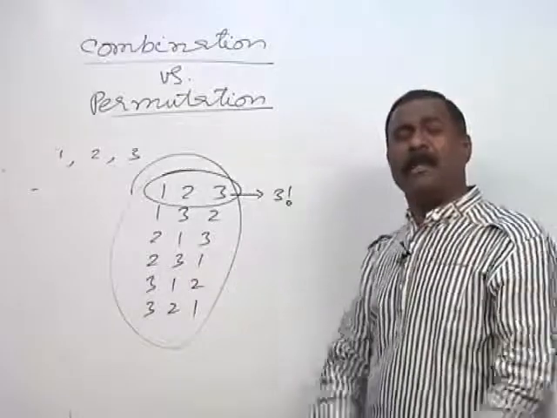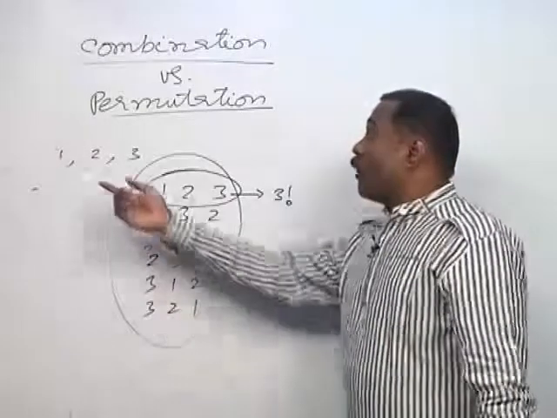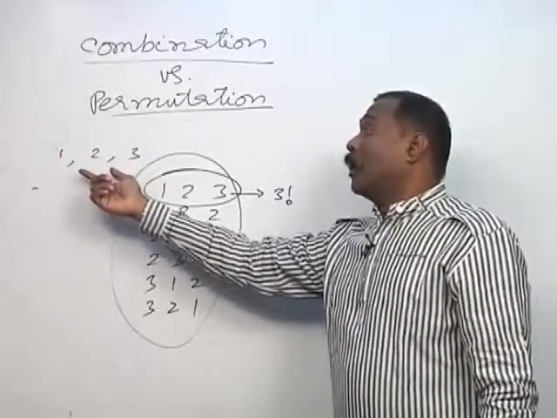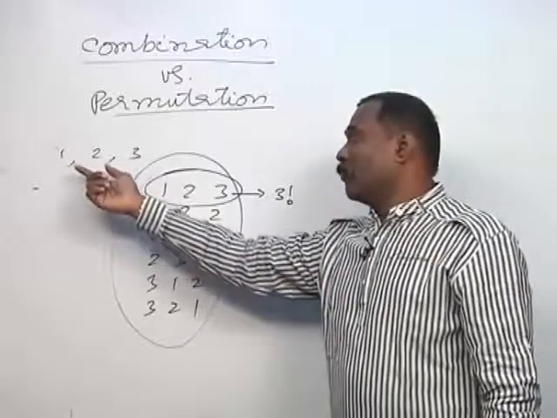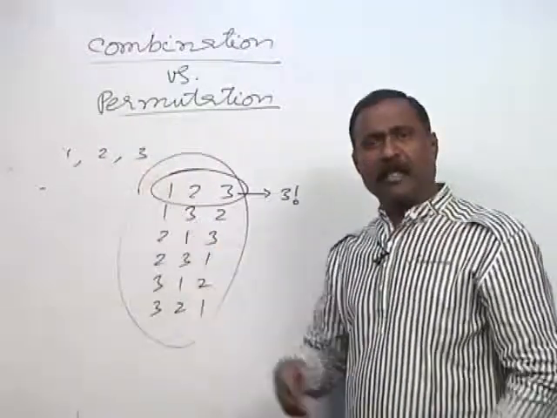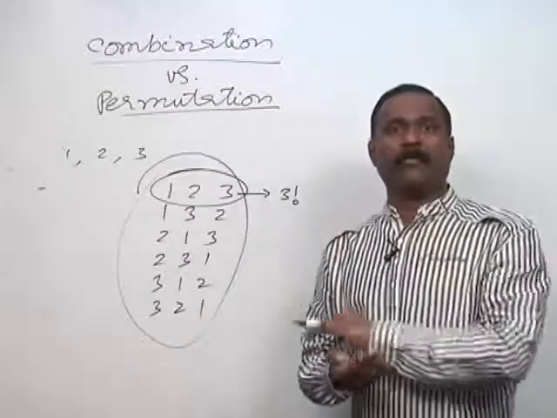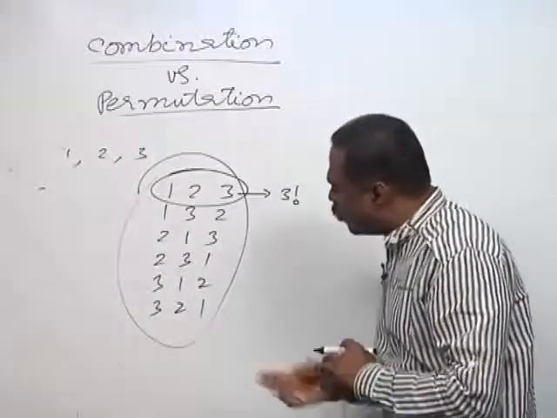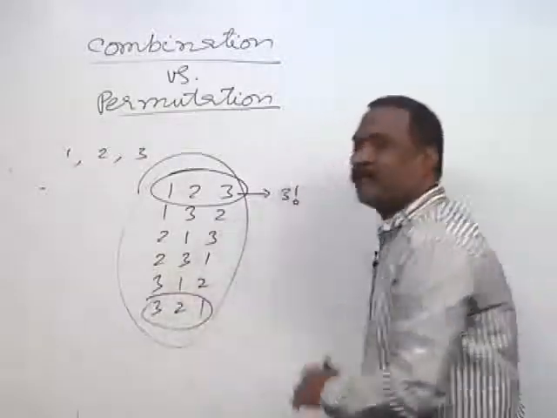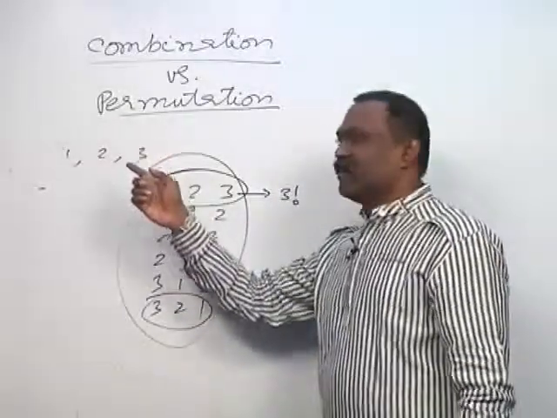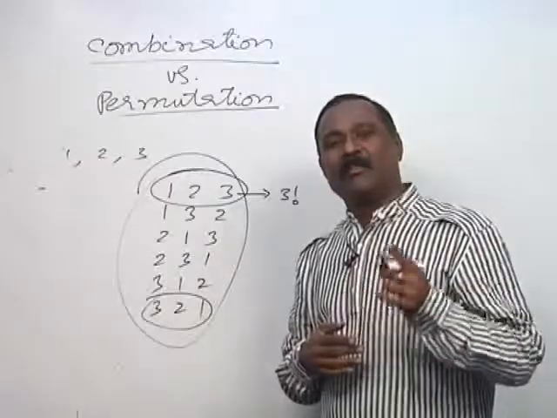The same question can be also asked like this. Find the number of arrangements by taking the digits 1, 2, 3 all at a time such that the digits are in the descending order of magnitude. Descending order of magnitude, how many are there? Only 1 is there. In such a case, you have to apply a combination.